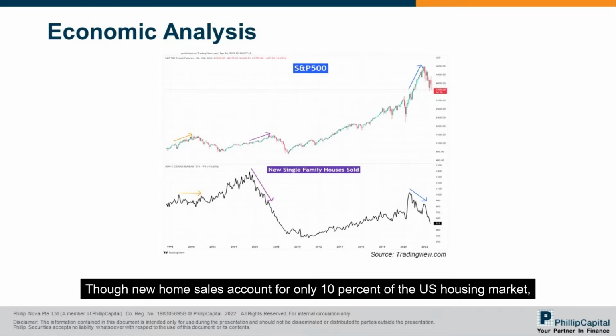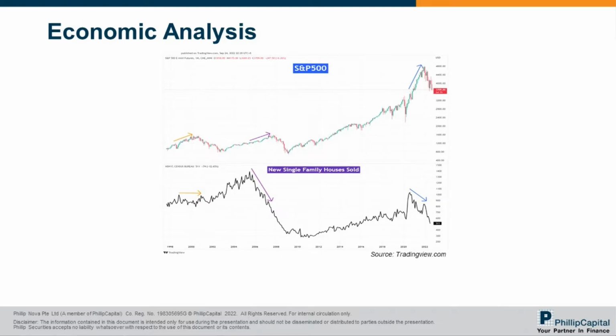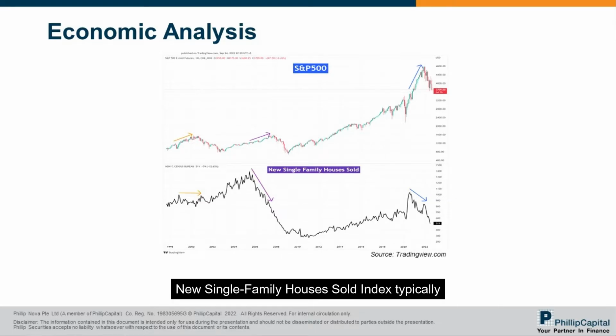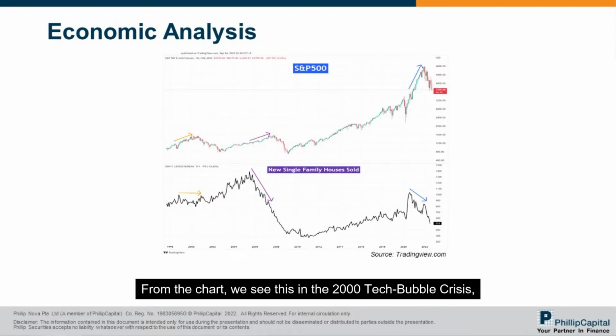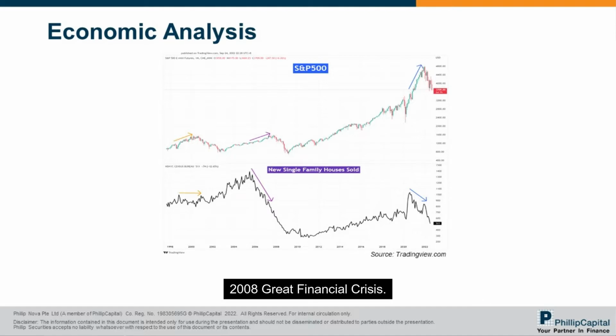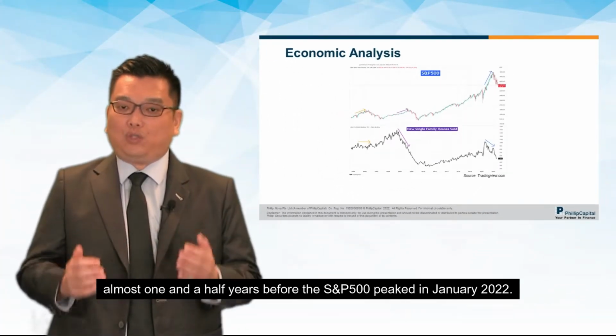Though new home sales account for only 10% of the US housing market, we can see that it is a good leading indicator to the stock market. The new single-family houses sold index typically peaks 1 to 2 years before the US stock market, as represented by the S&P 500, peaks. From the chart, we see this in the 2000 tech bubble crisis and the 2008 great financial crisis. Most recently, this economic indicator peaked in August 2020, almost 1.5 years before the S&P 500 peaked in January 2022.